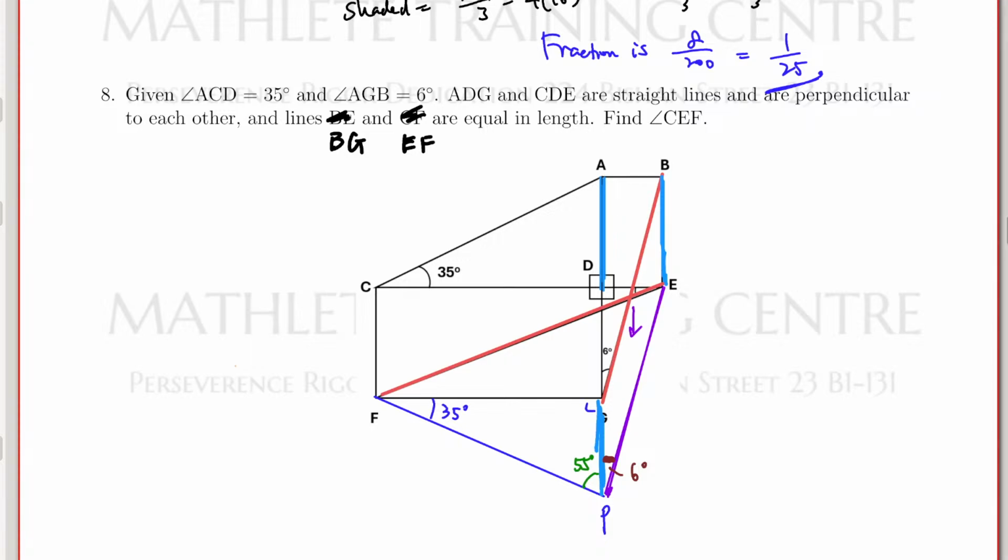Now, what we can do here is take a look at this triangle, EPF. This is the most important triangle in the question, because we know that BG and EF are the same. So when I shift it downwards, the lines that are the same are these two. These two highlighted lines are the same.